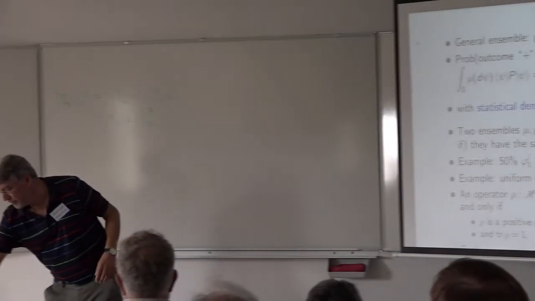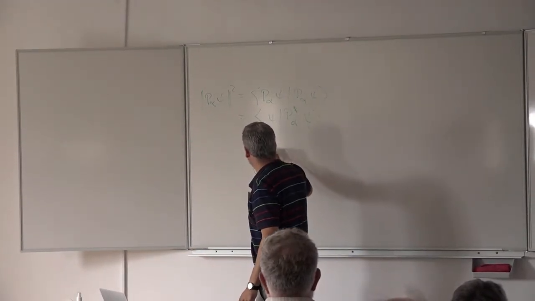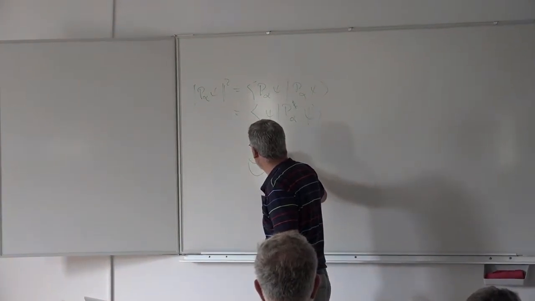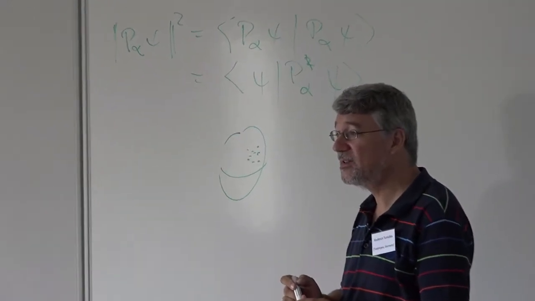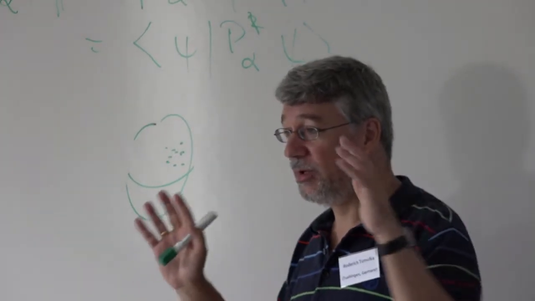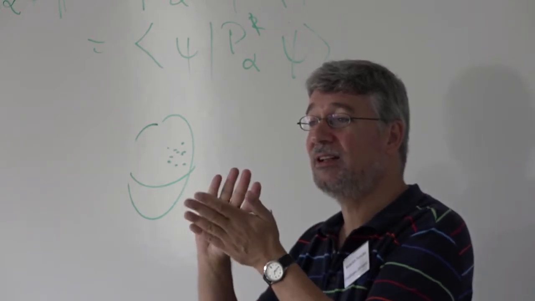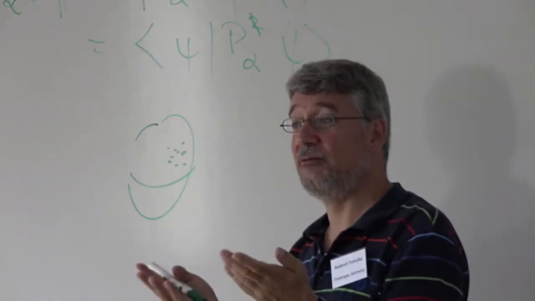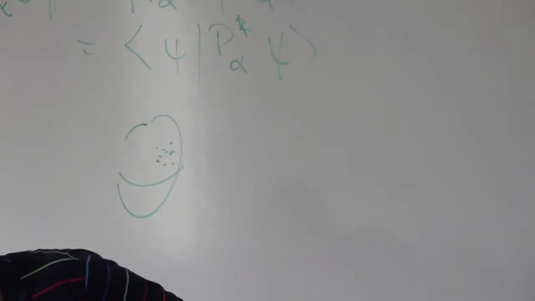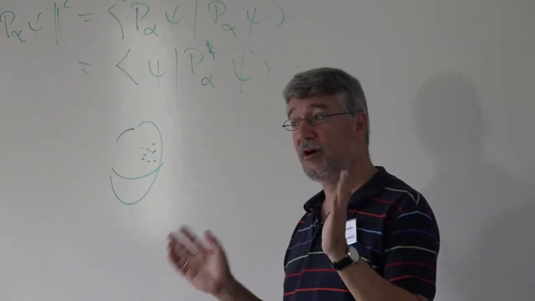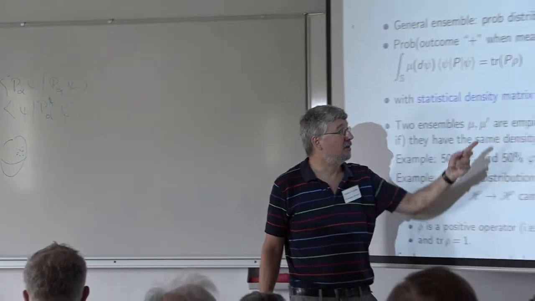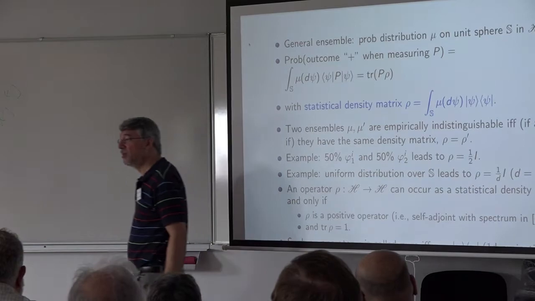Let's see. So here is a sphere, let's say. Put here various points, my different psi. Now each psi gives a projection operator, and I have slightly different projection operators. I average them. So the different psi's that contribute are not orthogonal here. So in general this matrix will not be diagonal.